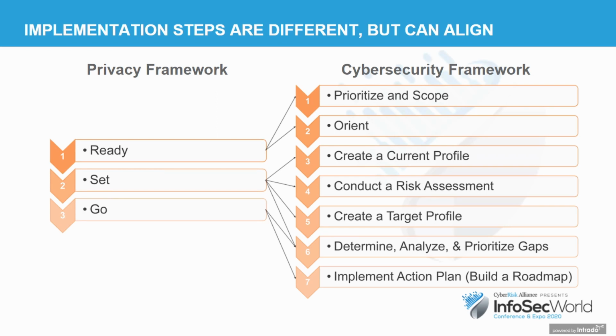The next couple steps on the cybersecurity framework side, creating a current state profile, conducting a risk assessment, and then defining our target state profile based on those risks that we have, align very closely to the set step of the privacy framework implementation steps. And then finally, taking all that information we have, knowing what we have today, what our risks are, and what we need to do to address those risks, we can then identify our gaps. And once we have our gaps, we can analyze them, prioritize them, and build that action plan that would all be done in the go phase.